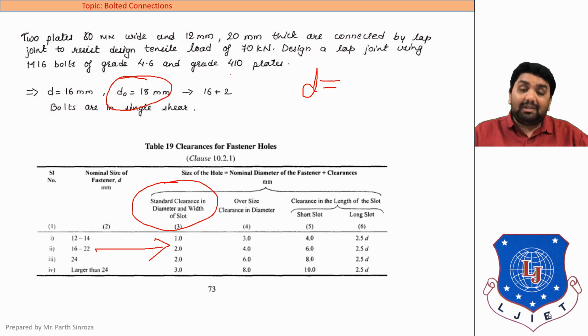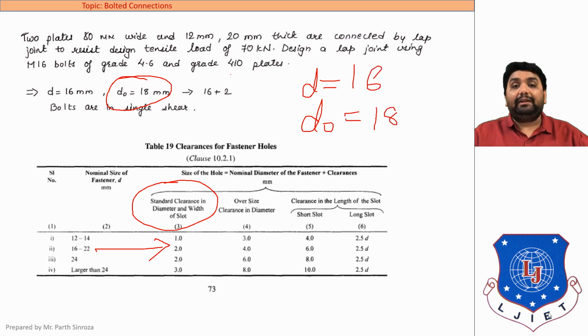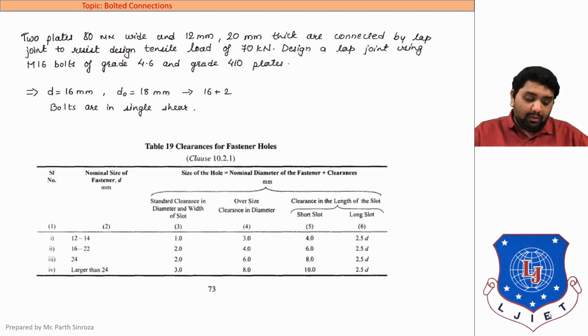So here small d will be the diameter of bolt and D0 will be the diameter of hole. So we will be dealing with two diameters. This in this case is 16 and here in this case it is 18 mm. Clear? So how to find the diameter of hole we have seen till now.